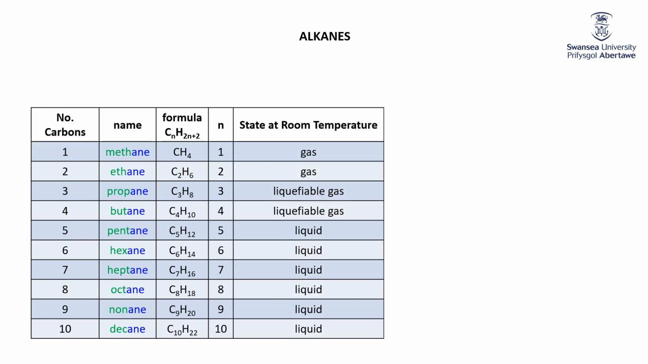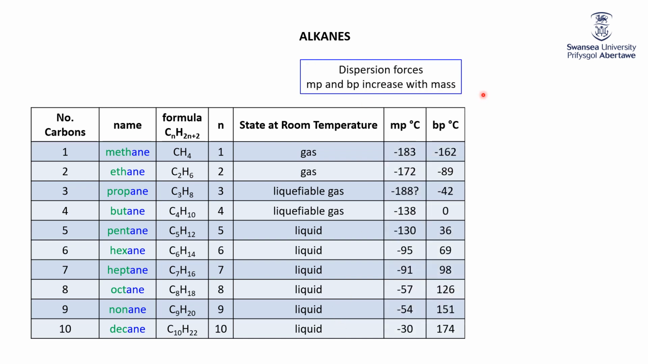Okay, their state at room temperature, well, gases for the first 4, although for propane and butane we say they're liquefiable gases, that means that we can put a bit of pressure on them and turn them into liquids. We cannot pressurize methane and ethane in a reasonable way to turn them into liquids. But after butane, the remaining ones are liquids. And that is, of course, because their melting points and boiling points are generally increasing as they get bigger, because all we have in the alkanes are dispersion forces, and with dispersion forces, melting point and boiling point increase with mass.